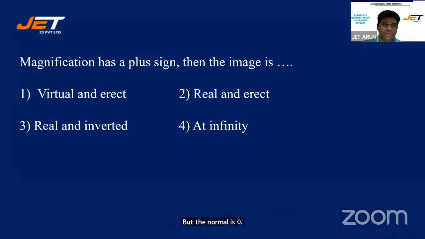Let's look at the next one. Magnification has a plus sign, then the image is virtual and erect, real and erect, or real and inverted at infinity. Yes, Ria is right. Khaja is right.